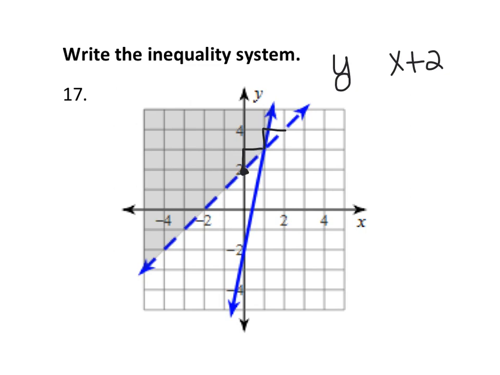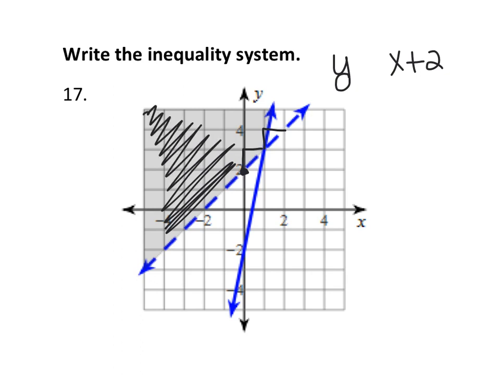Now it looks like it's shaded above this line. So if it's shaded above, then that's going to be greater than. And since it's a dashed line, it's not equal to. So I'm not going to put an equal to sign underneath my arrow right here. I'm just going to leave this as a greater than, not equal to, because this is not equal to.